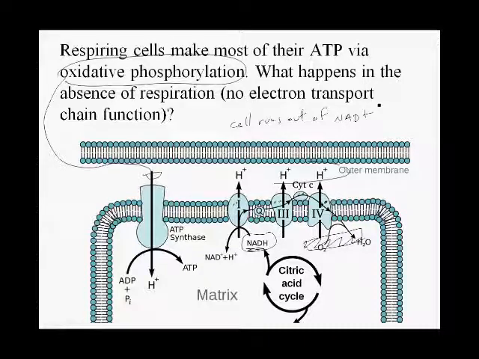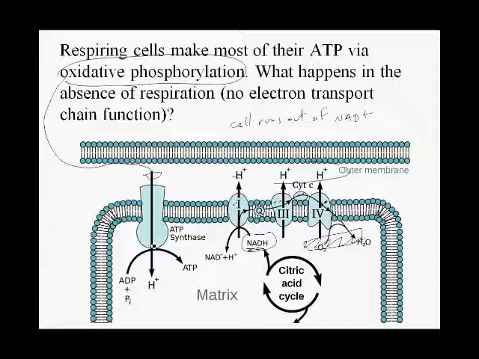Well, there are other things that happen too. Certainly, if there is no electron transport, then proton pumping stops, and as the protons are used to make ATP, the proton gradient will be depleted, and ATP synthesis will stop. So the cell will be in a bad way. It can't make ATP through oxidative phosphorylation.